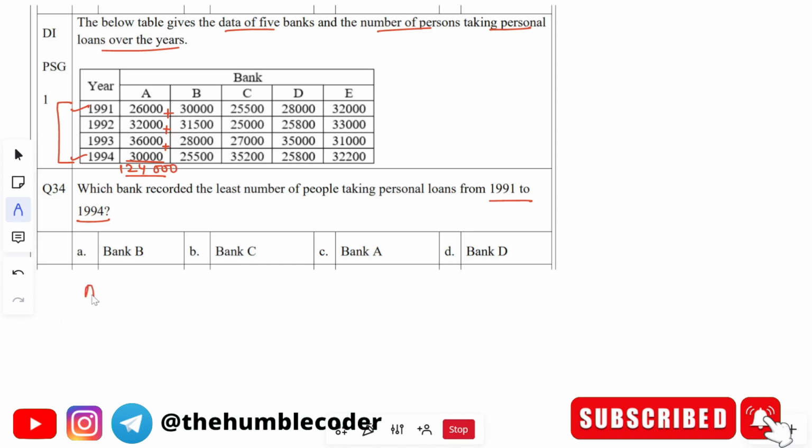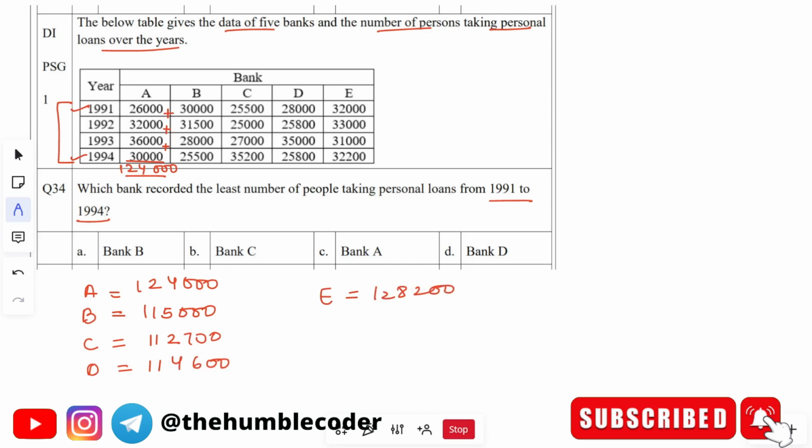I'll write all the sums here so that it will be easy for you to read. So for bank A, it is going to be this value. For bank B, once you sum, you will find 115,000. For bank C, the total number is 112,700. For bank D, it is going to be 114,600. And for bank E, it is going to be 128,200. Okay, so we have noted down all. Now what is asked is the least number of people. So out of this we have to tell which is the least value.